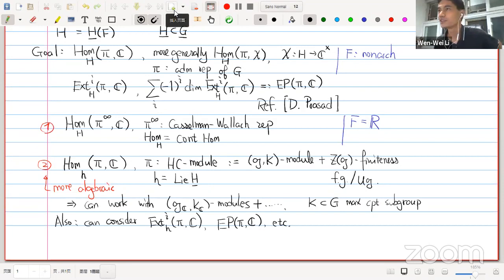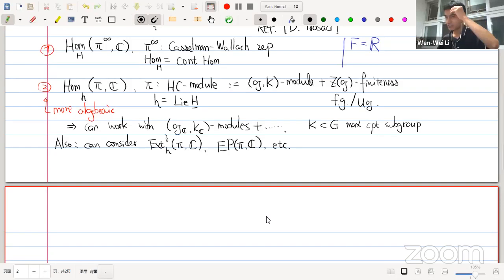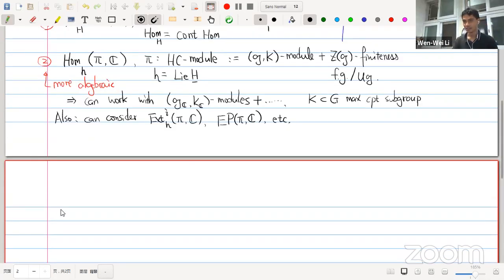Okay, let's go to the second page. By the way, the two candidates 1 and 2 are, of course, related in a well-known way. If pi is a Casselman-Wallach representation and you take the K-finite part, that will give you a Harish-Chandra module, and then the algebraic version is larger than the analytic version.